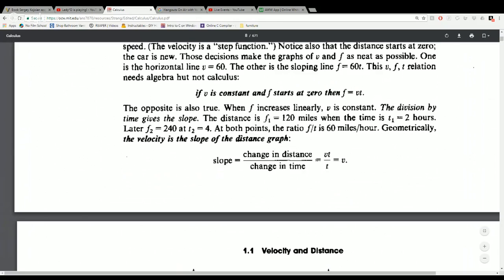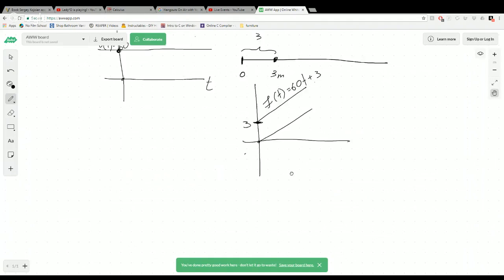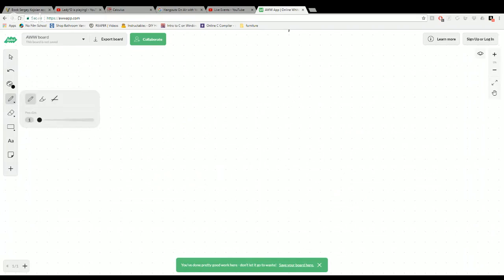Let's see. The distance is f1 equals 120 miles when time is 2 hours. Well, if you plug in 2 into t, v was 60, you get 120. Now, when t is 4, of course, f is 140. At both points, the ratio is 60. Okay, I want to graph this. Again, this is all review. We start with a review. So, bear with me, but this is important information for what's to come, so I'll cover it.